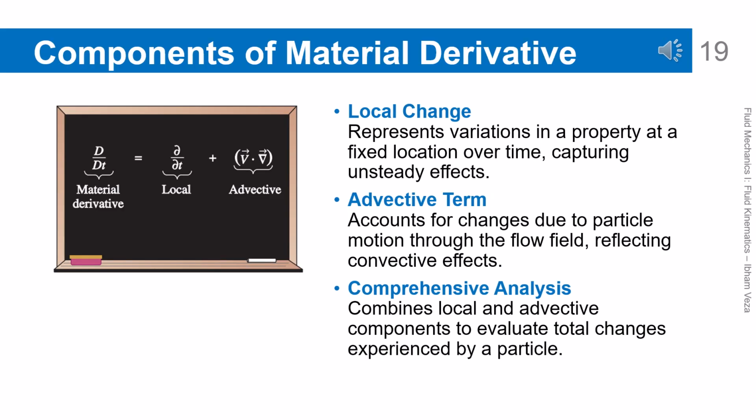The components of the material derivative consist of two main parts, namely the local time change and the advective change. The local term represents the change at a fixed point in space. The advective term represents the change due to the particle moving through the field gradient. Together, these two components give the total change experienced by the particle. This separation helps in understanding the origin of acceleration in fluid flow.